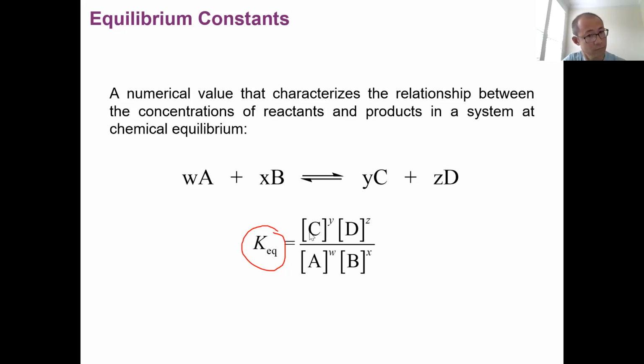The bracket means concentration. So you can see that it is the product concentration, C and D are products, over the reactant concentration, A and B are reactants, raised to the exponent of what? Of their respective coefficients. Y is the coefficient of C, Z is the coefficient of D, W and X are the coefficients of A and B respectively. So the concentration of the products over the concentration of reactants powered by their coefficients. This expression is called the equilibrium constant.